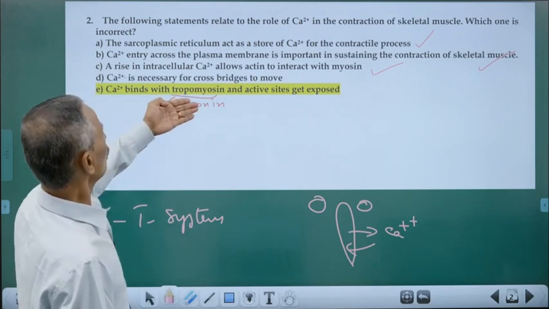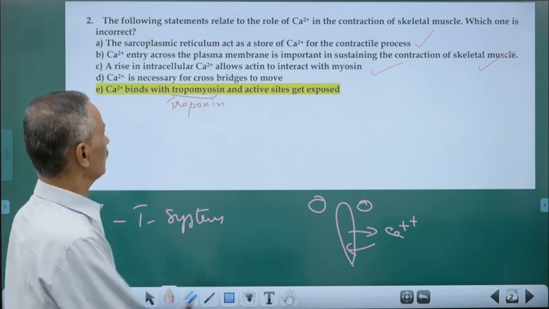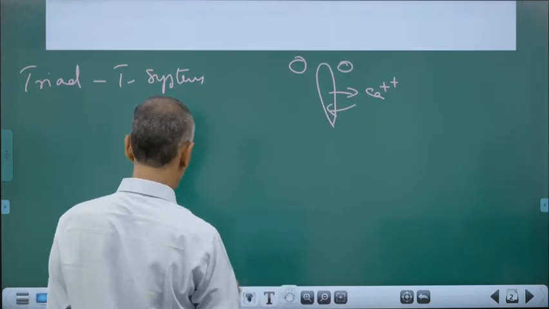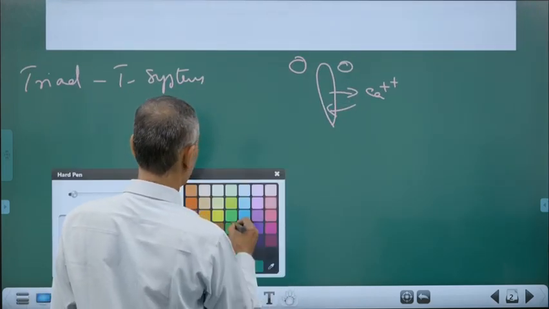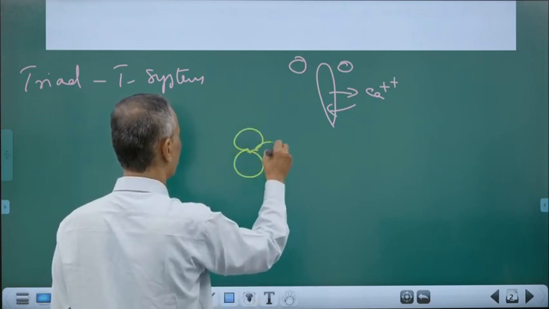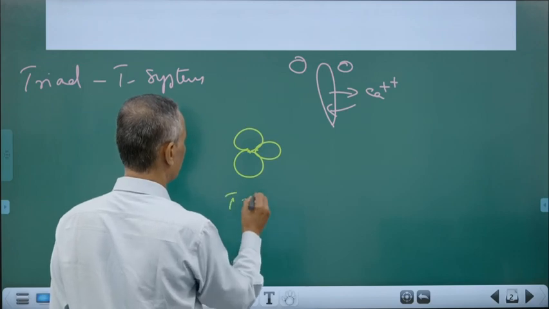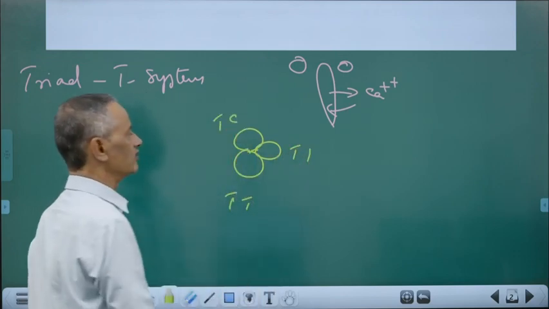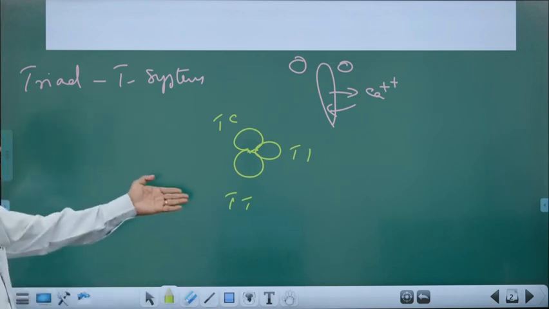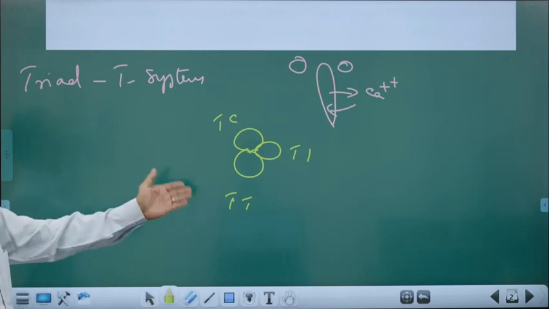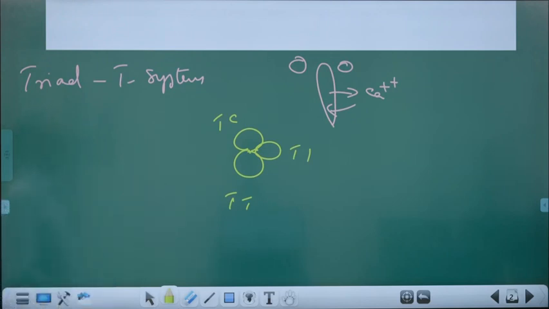Calcium binds with tropomyosin. No, it is combined with the troponin. Remember, troponin is a trimer. It is having 3 subunits. We can say that TT, TC and TI. TT is that component by which a troponin comes in contact with the tropomyosin.